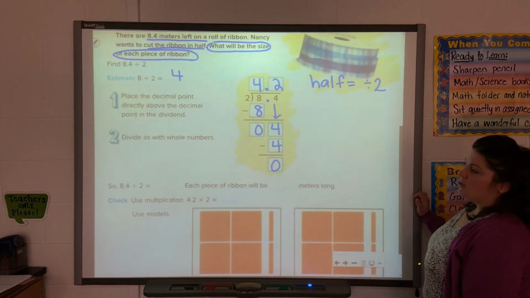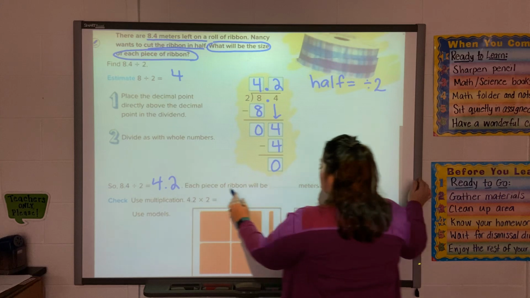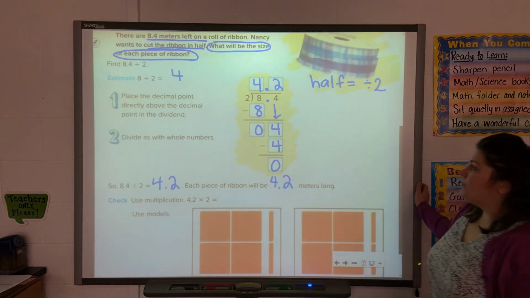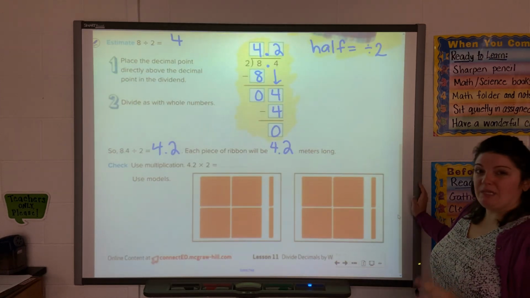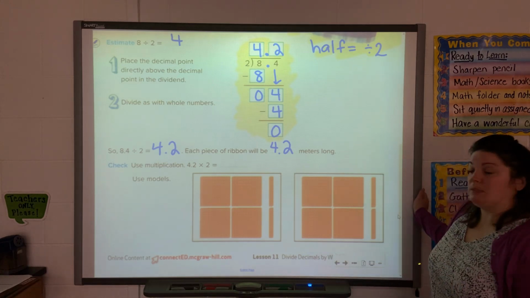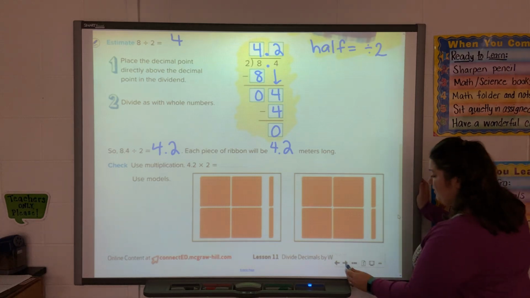So 8 4/10 divided by 2 is 4 2/10. Each piece of ribbon will be 4 2/10 meters long. Is that close to our estimate of 4? Definitely. I skipped the lesson on models because I've found over the years that it confuses more kids than it helps. But if you'd like to check this out, go for it. If not, let's go to the next page.